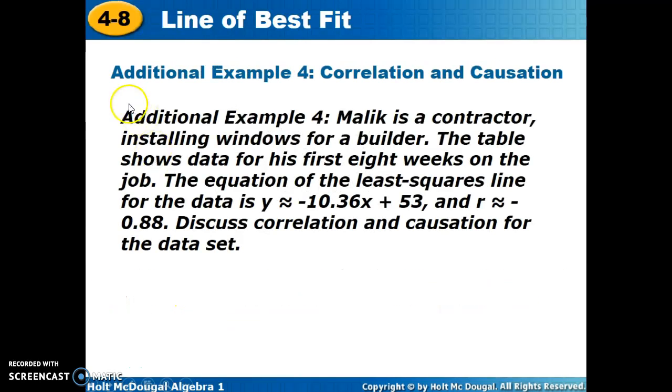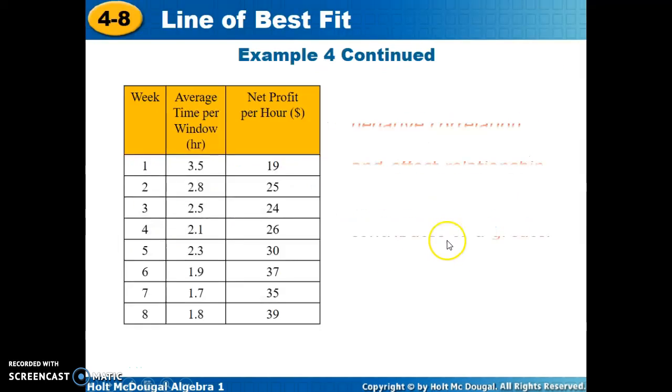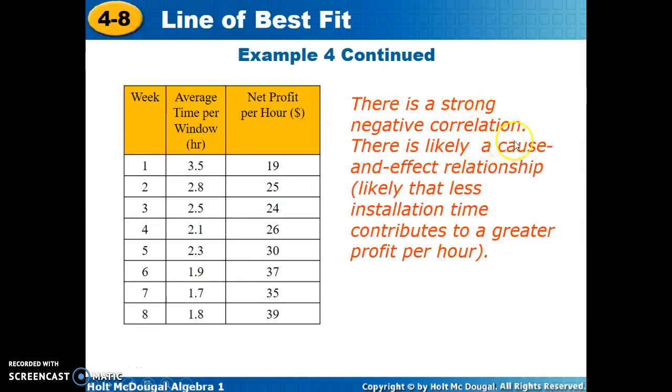Example 4 says, additional, Malik is a contractor installing windows. The table shows data for his first 8 weeks on the job, and it shows the equation of least squares line for the data and the R value. Discuss the correlation and causation for the data set. So we know by the R value there's a strong correlation. The cause and effect relationship, likely the less installation time, contributes to a greater profit per hour.